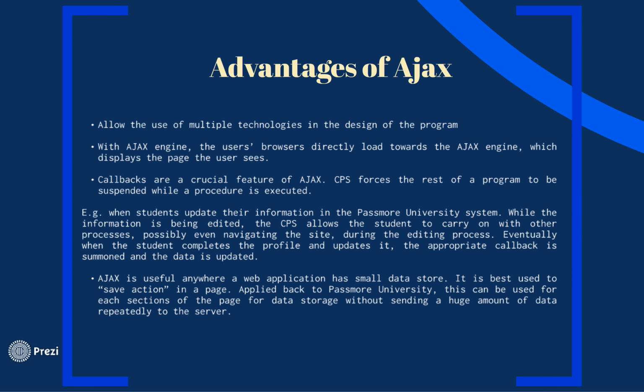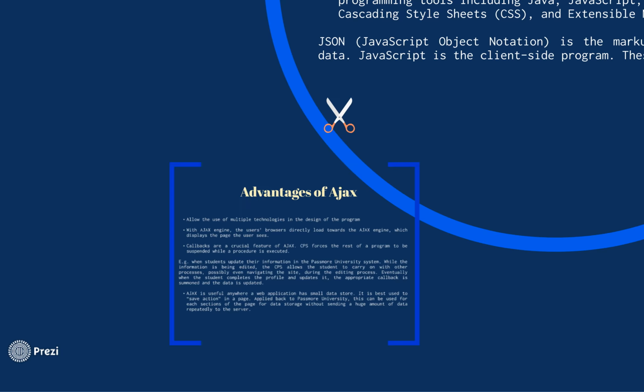Callback is a crucial feature of Ajax. This feature is based on the style of programming called Continuation Passing Style, CPS, which allows a request to be executed in the background whilst the user is performing other tasks on the web page. When the request is completed, the appropriate callback is utilized and eventually reflected in the whole program.